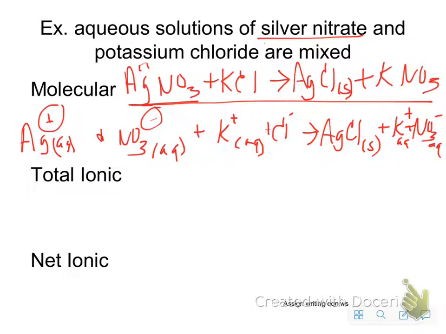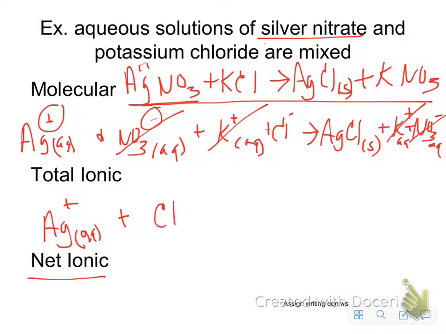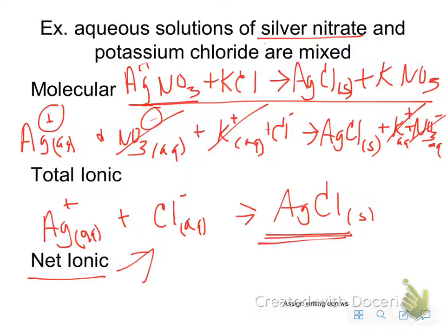Okay, now to get the net ionic, I'm going to eliminate any spectators. So I have a nitrate here, and a nitrate here, and a potassium here, and a potassium here. So my net ionic, which I'll write above the line, is going to be my silver, which is aqueous, plus my chloride, which is also aqueous, and it's going to give me silver chloride solid. So that is my net ionic equation. So the product is the new compound that's formed, and the reactants are what's required to make that.